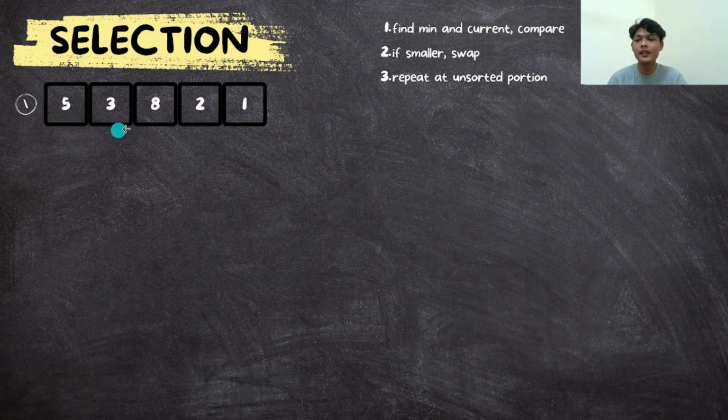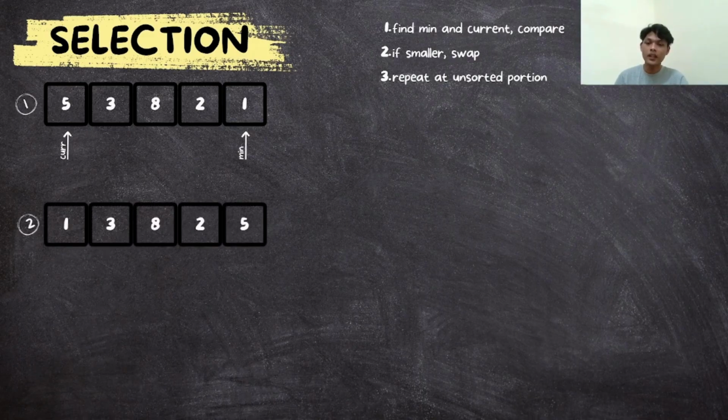So let's say I have another example of an array here. We have the numbers 5, 3, 8, 2, 1. First we need to find where our current is. We are currently at the first element, which is 5, and we find where the minimum is. So we have the number 1. 1 is our minimum. Is 1 smaller than 5? And the answer is yes. So we swap it. And now this becomes our new array. 1 is at the place of 5, and 5 is at the place of 1. And then we repeat the same step on the unsorted portion.